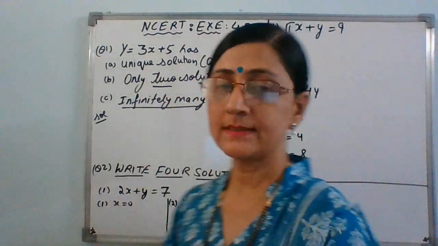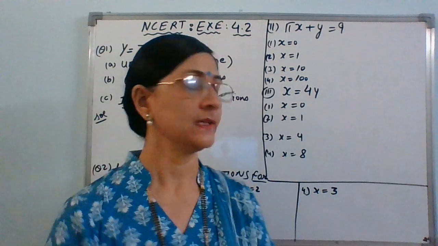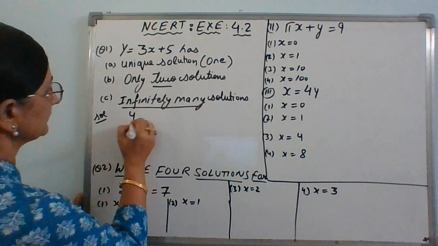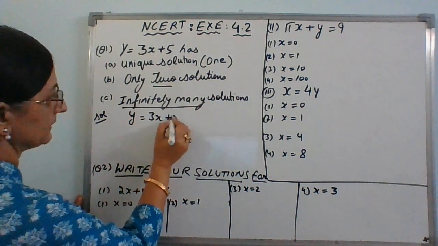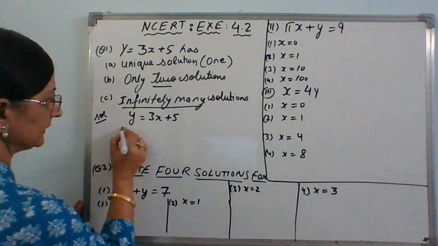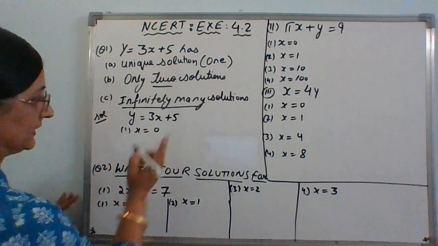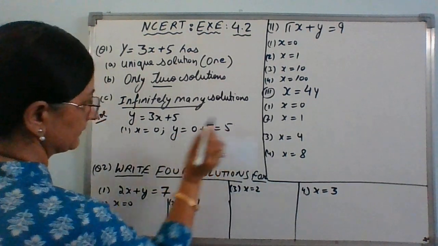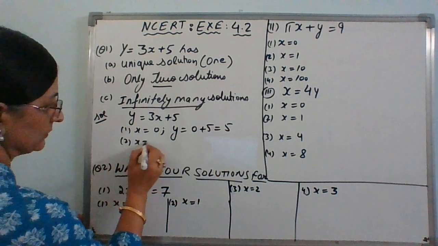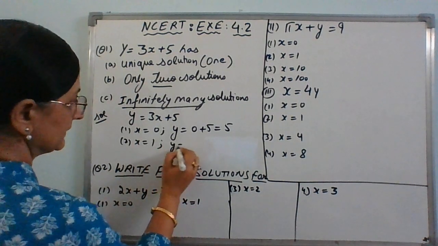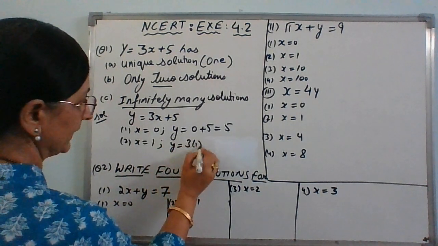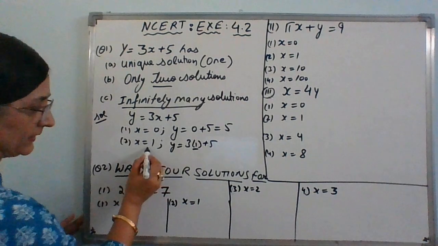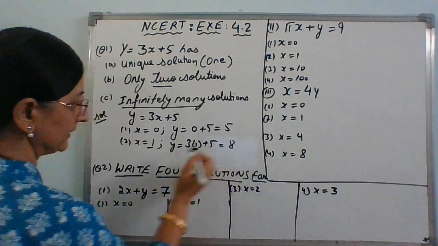Since the equation has 2 variables, right? If I write this here, 3x plus 5. If I take the value of x as 0, I can substitute here, it becomes 0 plus 5, that is 5. If I substitute x equals 1, it becomes 3 into 1 plus 5, where x is, you have to put 1, right? It becomes 3 plus 5, 8.